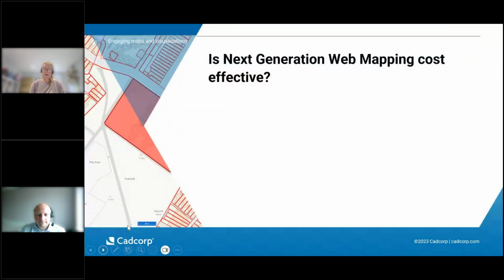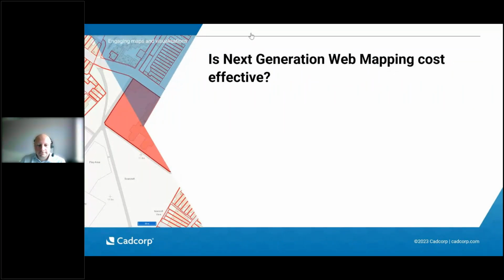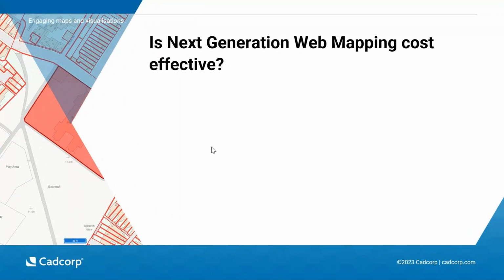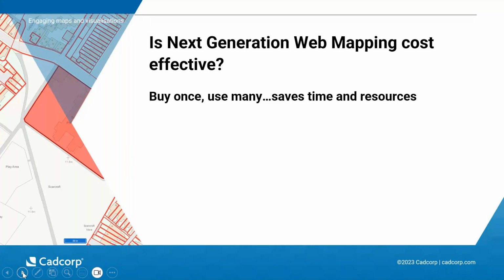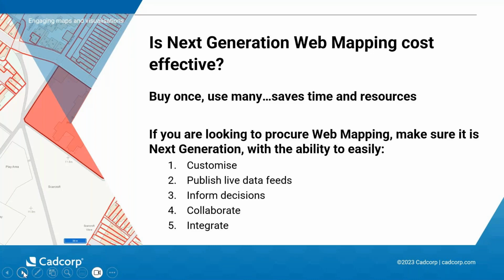Okay, so just to round up, is next generation web mapping cost effective? Well, in short, I'll say yes, it is. And to coin a phrase, buy once, use many. Systems like this ultimately save time and resources, and for users, whether they be residents or colleagues, that means they can self-serve in the most appropriate or effective way for them. And if you're looking to procure web mapping, make sure it's next generation. Today we've been promoting the ability to easily customize, publish data feeds, make sure that it informs decisions, collaborate, integrate. We want systems to be able to do this because it helps us in our everyday lives.